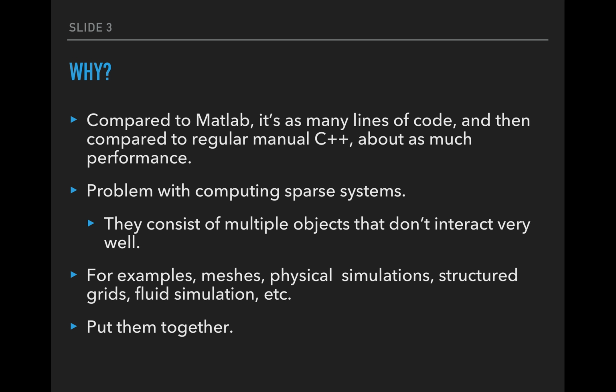A typical problem with computing sparse systems is they consist of multiple objects that don't interact very well. Some of these objects would be the meshes, the physical meshes that you see, physical simulations, structured grids, fluid simulations, behaviors. All of these things have to work together and it can incur some serious performance costs.